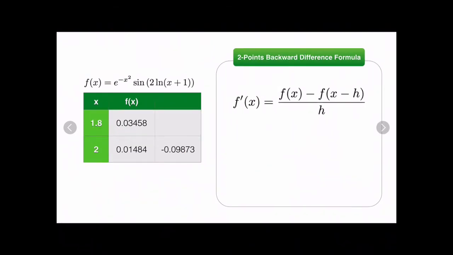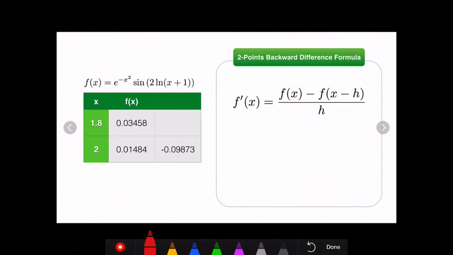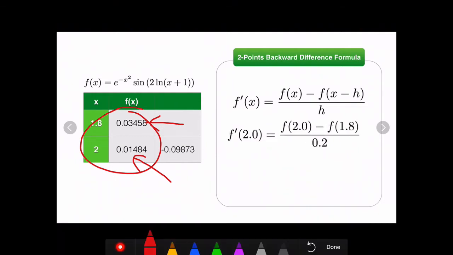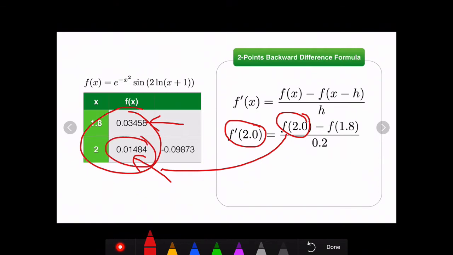Okay, the same thing goes for the next one, the 2-point backward formula. It's just the same thing. First of all, you try to get the values first: the value for 1.8 and the value for 2.0. Once you get these, you just substitute, because you want to find f prime of 2.0. That means you're using this formula. This is the function value at 2.0, and this is the value at 1.8. Once you already have them, you just get the answer.